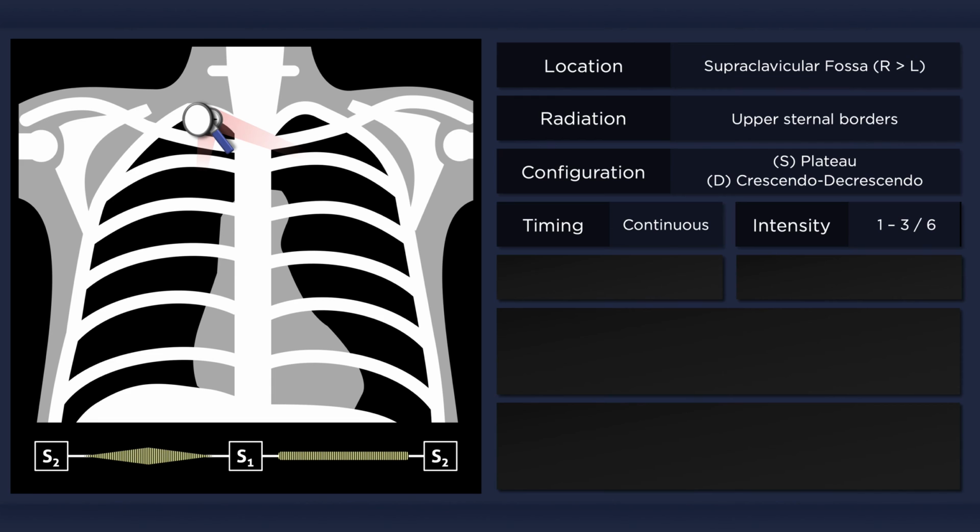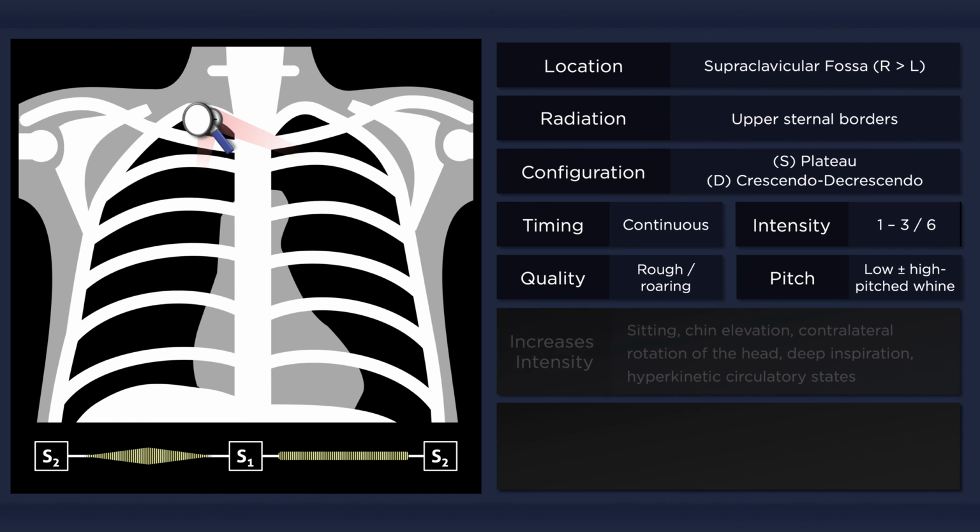The intensity of the murmur is usually between 1 and 3 out of 6, however, it may be louder and result in an audible pulsatile tinnitus. It has a rough or roaring-like quality to it and a low pitch. However, during diastole, there may occasionally be a high-pitched whine.